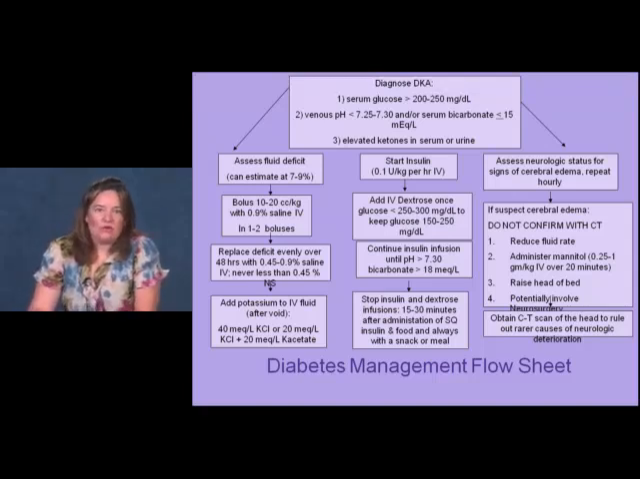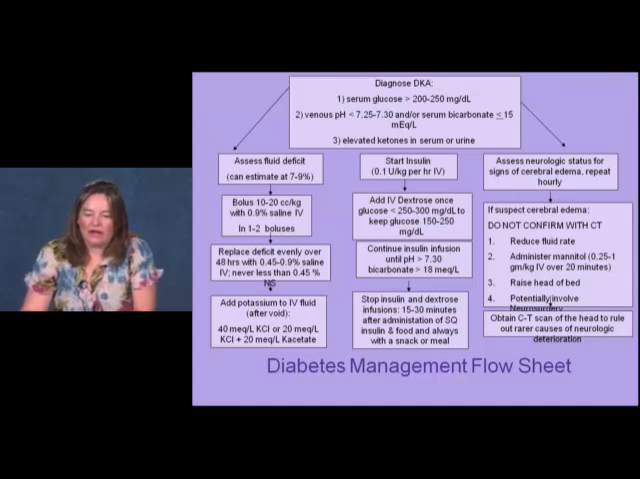It's always started at 0.1 unit per kilo per hour, unless there's something very significant about the patient that you think they might be insulin resistant. But typically it's going to be 0.1 units per kilo per hour. And as the blood sugar drops, you want to keep the insulin running to clear the acidosis and add back dextrose to the fluid.